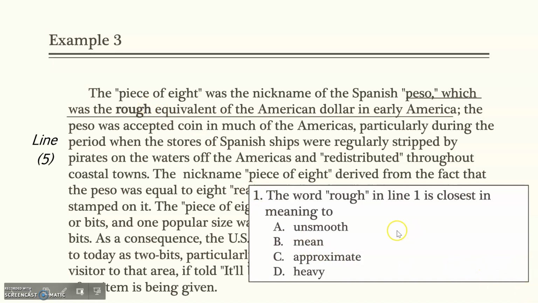So it's like comparing between two things. So the best answer to this question is not unsmooth, mean, or even heavy. Heavy here is unmatched to the word equivalent. It's not like comparing two things if you put heavy in the sentence. So the best answer to this question is approximate.